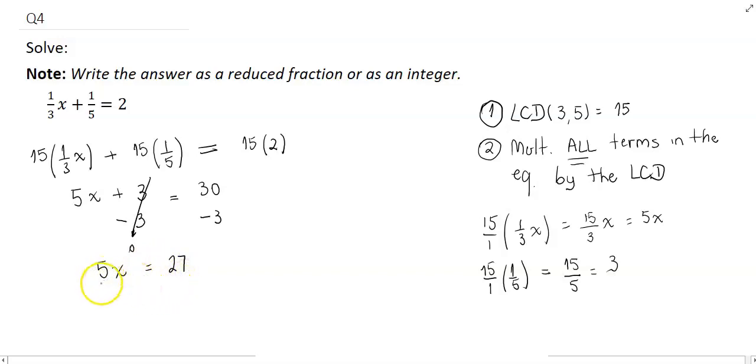Now, I don't want this coefficient of 5. I want to have just one x. So I know that if I divide a number by itself, it turns into 1. Now my coefficient for x is 1, and I have to do the same thing on the right side. And now my answer is 27 over 5.